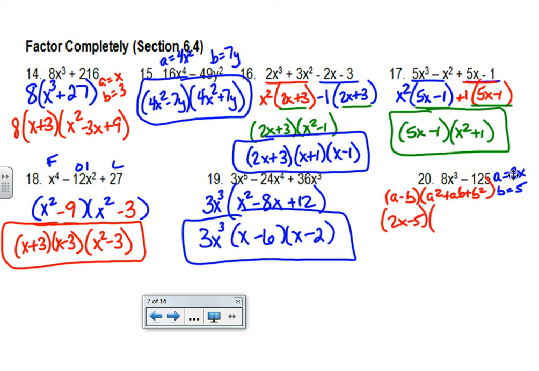And then this is the part I'm a little nervous about. A squared, if you square 2x, you get a 4x squared. And then a times b is plus 10x, b squared is plus 25. Cubic patterns will never factor any further than that, so once you pull out a cubic pattern, you should be done with the question.